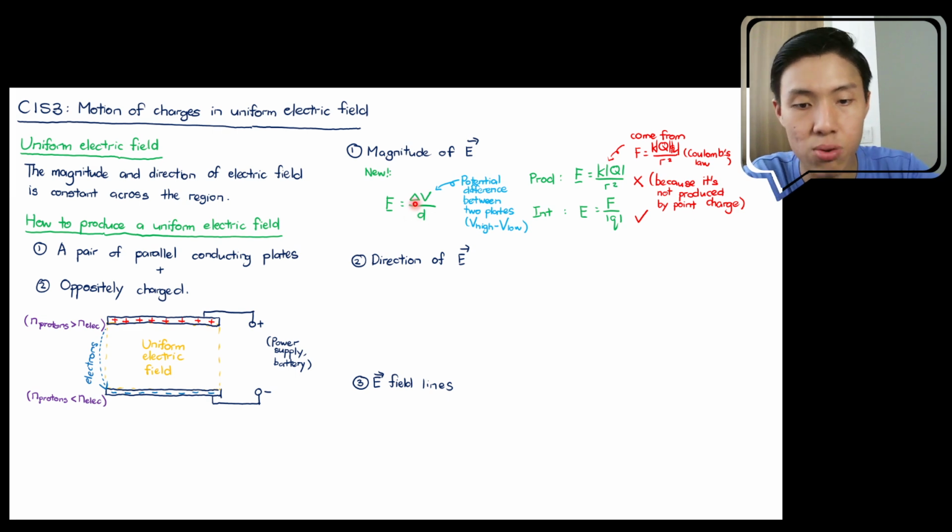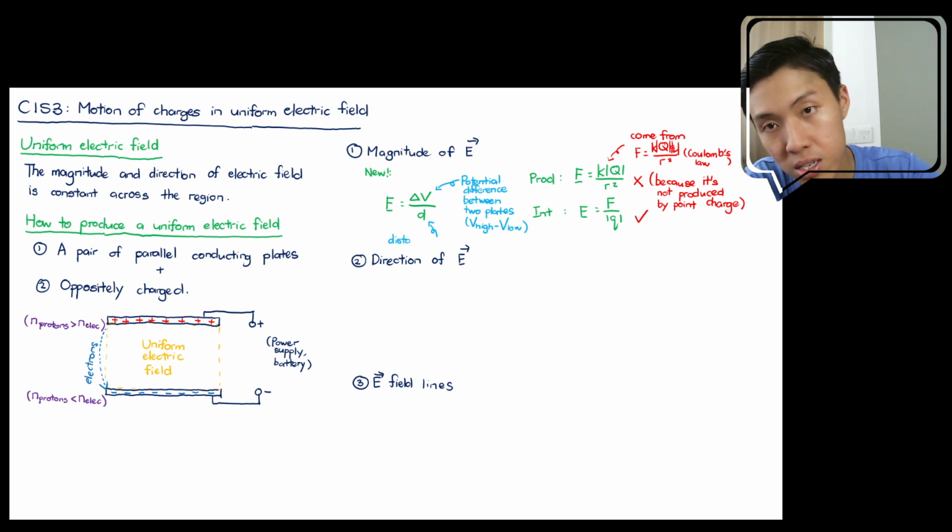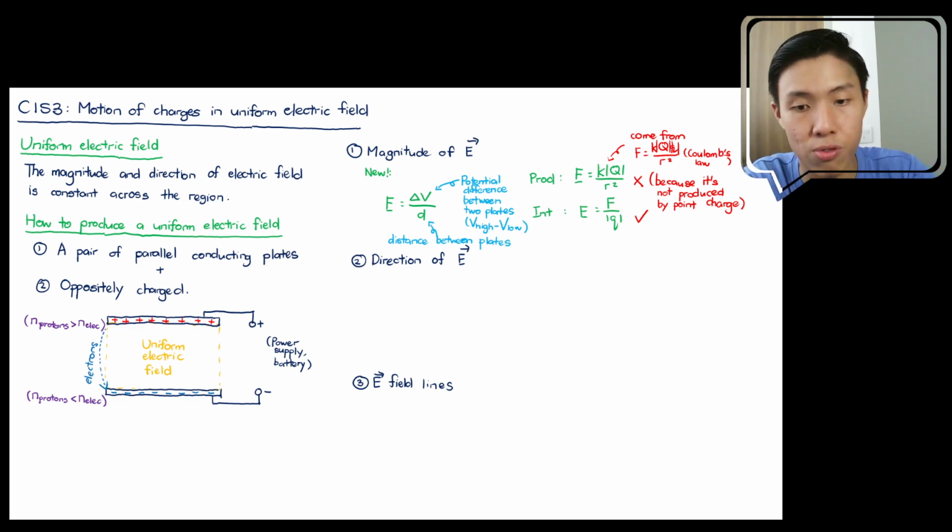This d over here represents the distance between plates. If you find the distance between these two plates, from here to here, and make the measurement, you can substitute it inside this d. By using these two values only, you're able to determine the electric field that is produced in between these two plates. How strong the electric field is can be determined by this equation.